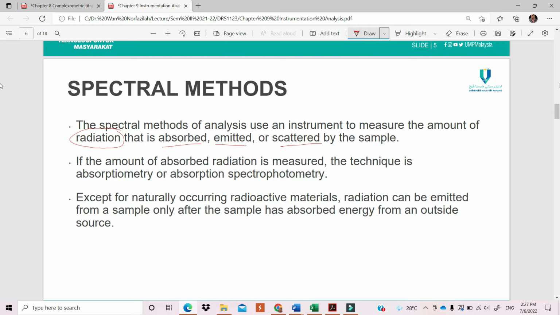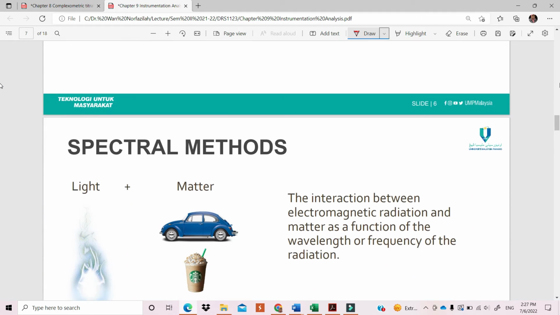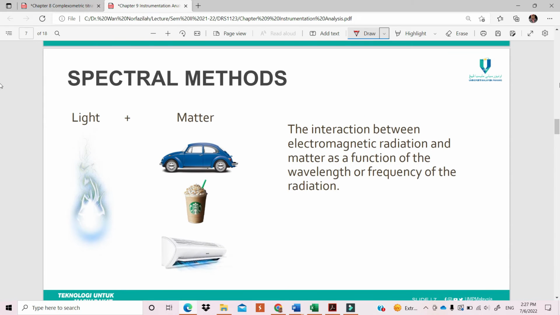So the sample that you have can absorb, emit, or scatter the radiation, and the amount of that radiation is measured by an instrument, so that instrument will be classified under spectral methods. Okay, so what is the radiation? Radiation is the interaction between electromagnetic radiation and matter as a function of the wavelength or frequency of the radiation. Ini textbooks lah.